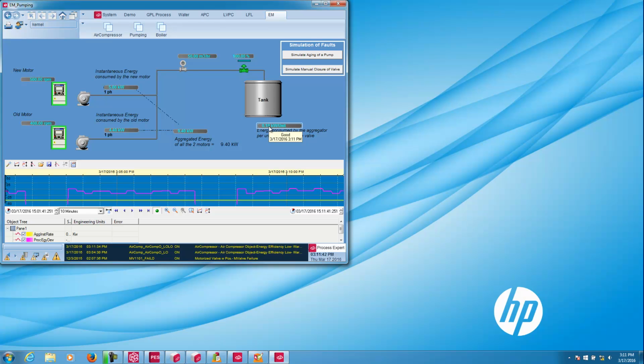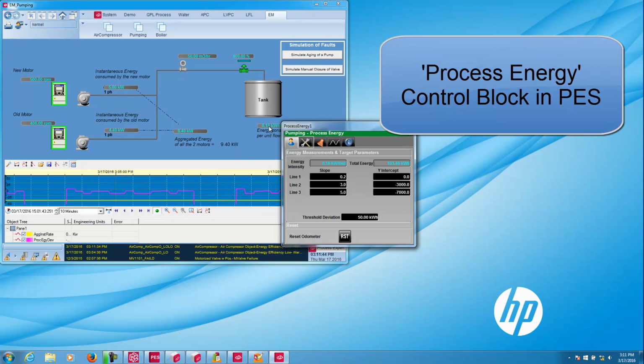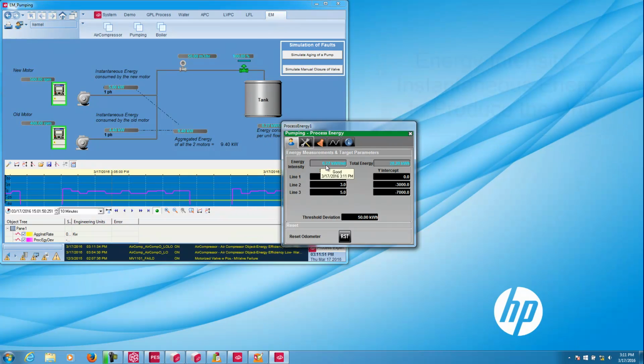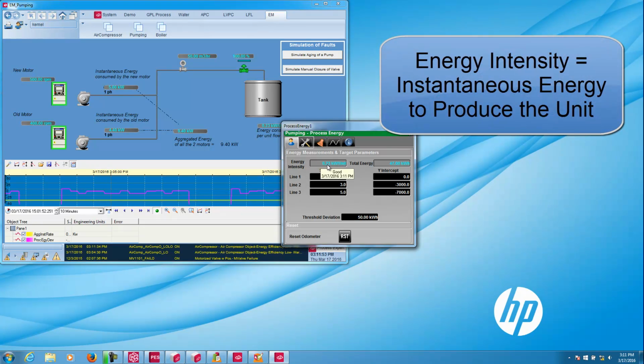The next measurement is process energy. In process energy, we have, again, 2 different measurements that are available to us. First of all, we see energy intensity. Energy intensity is the instantaneous amount of energy it takes to produce a unit of product, in this case, cubic meters of the liquid.